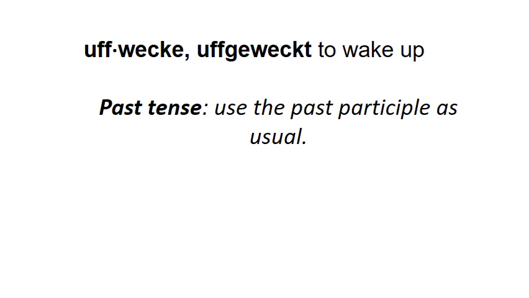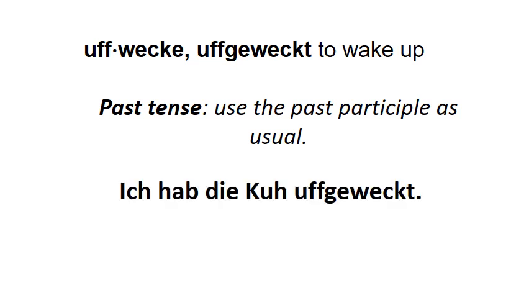So past tense, you just use the past participle as usual. So let's say you've got this sentence here. Ich hab die Kuh aufgeweckt. That means I woke the cow up. Remember, to form the past tense, you just use a form of ich hab, I have, and you take the past participle and you put it at the end. Ich hab die Kuh aufgeweckt. I woke up the cow. You could also translate it as I have woken up the cow.